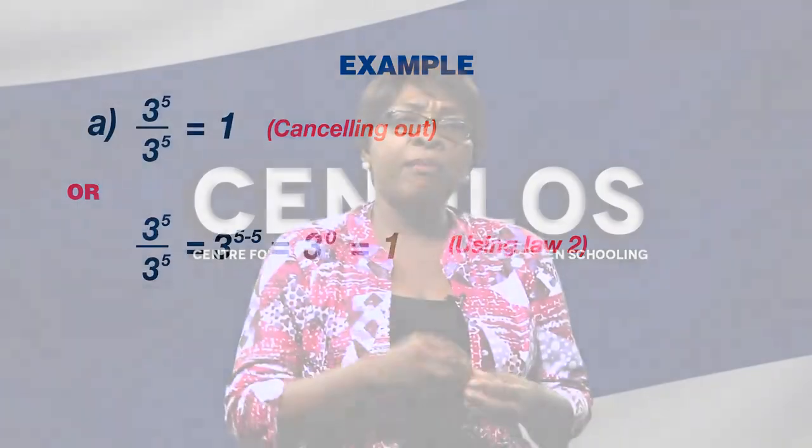Now, any number raised to the power 0 is equal to 1. And the opposite is also true, that any time we have 1, we can write it as another number raised to the power 0.